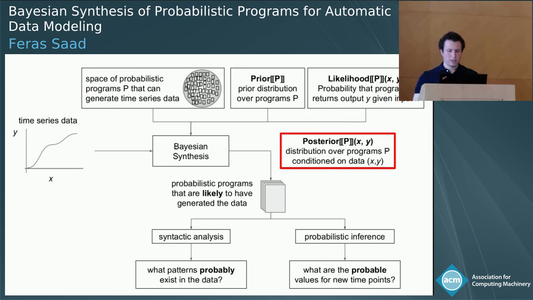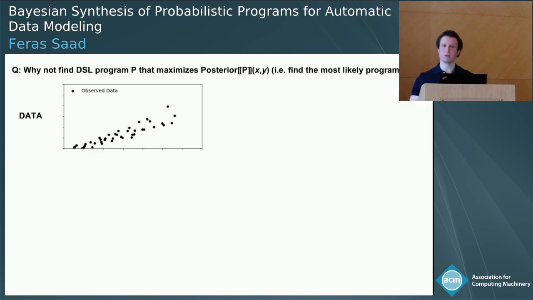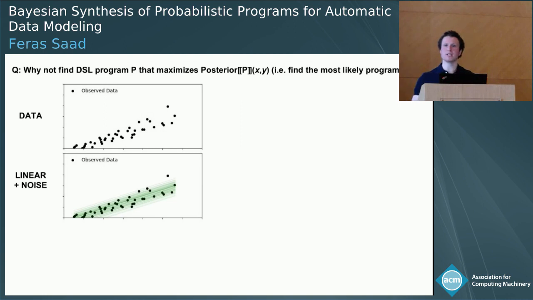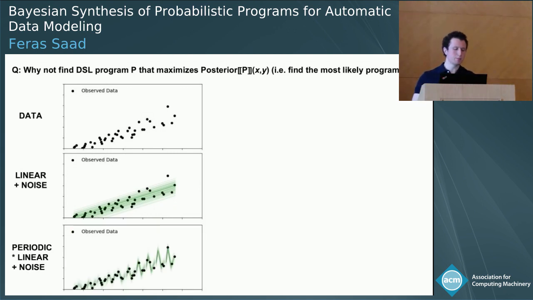The second question is, well, okay, we have the prior and the likelihood. Why don't you simply find the program which is the most likely under the posterior distribution? It's another fair question. And hopefully here I can also give you an intuition for why that's not necessarily the best choice. So suppose my observed data has the following form, and I hypothesize two candidate DSL programs for the data. One is some linear trend with noise. Another one is some periodic and linear trend plus some noise.